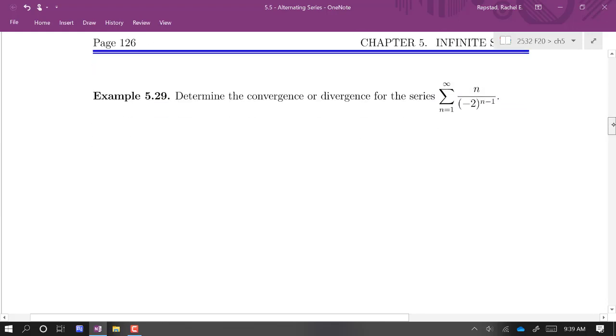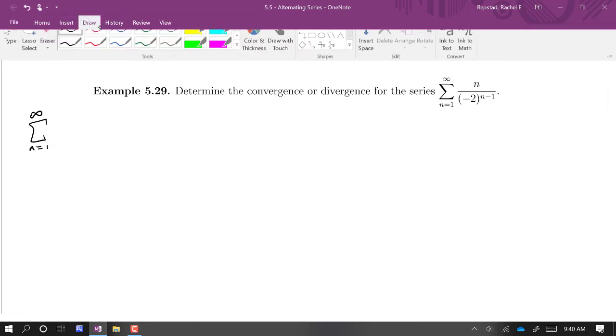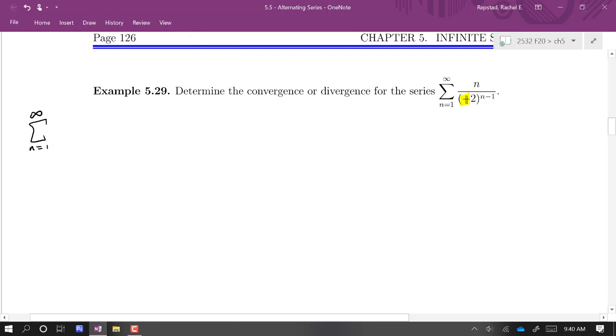So we're going to do some examples. Let's see what happens with this series. We want to figure out whether or not the series whose nth term is given by n over (-2)^(n-1) converges or diverges. I'm going to start just by rewriting it. We don't see that (-1)^n show up, but it is couched in there. I mean, -2 is -1 times 2, so we can peel off that factor of -1.